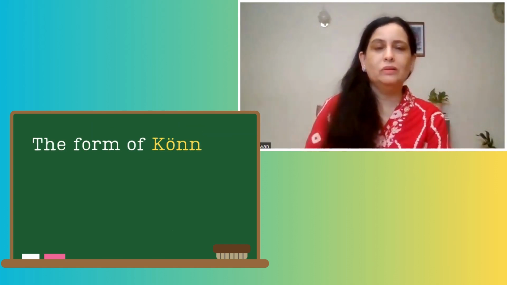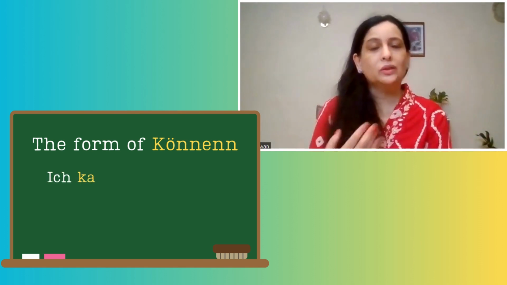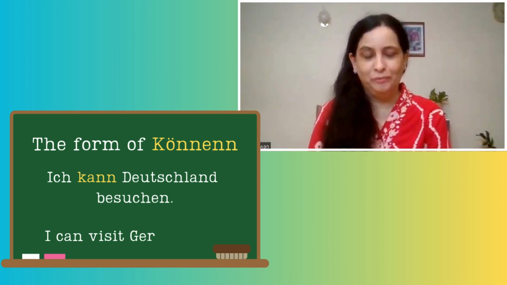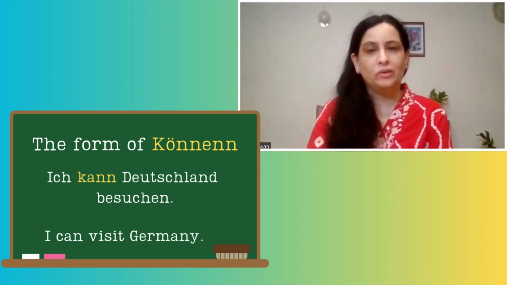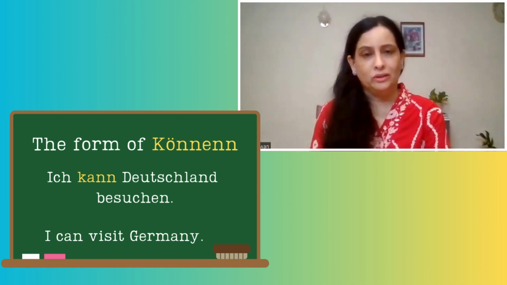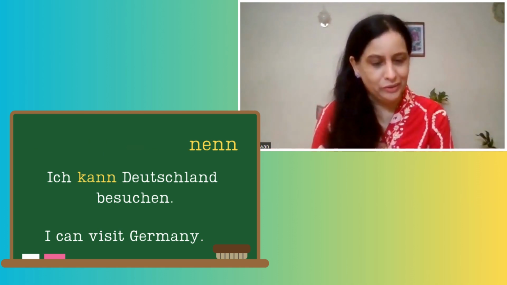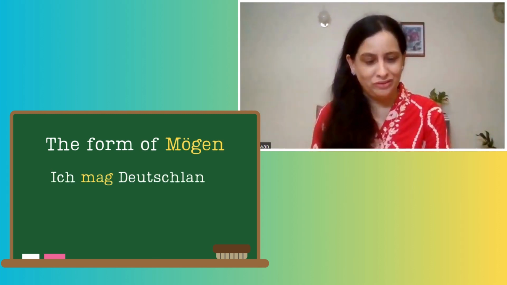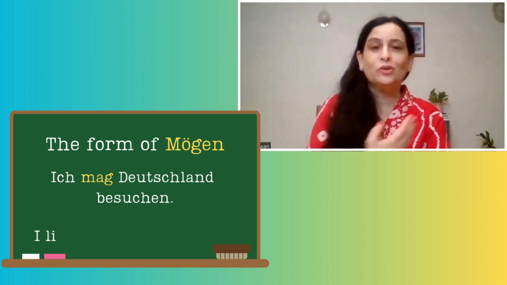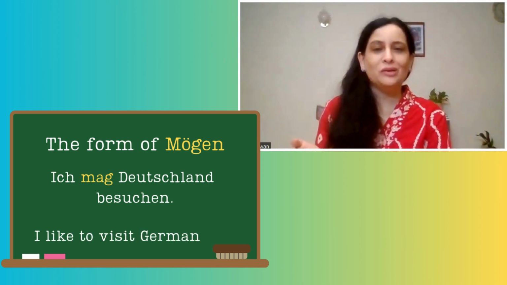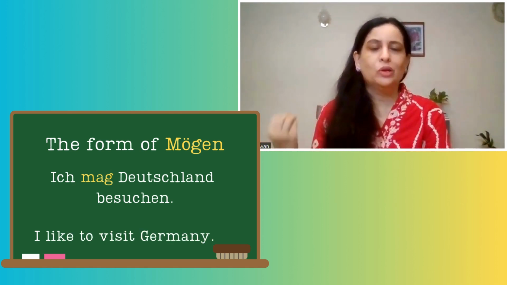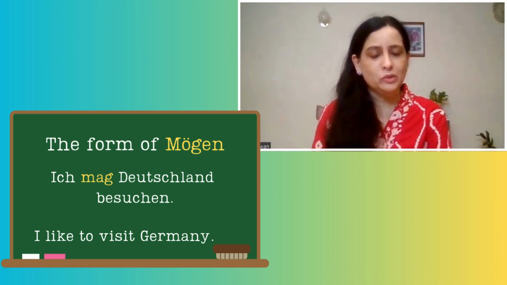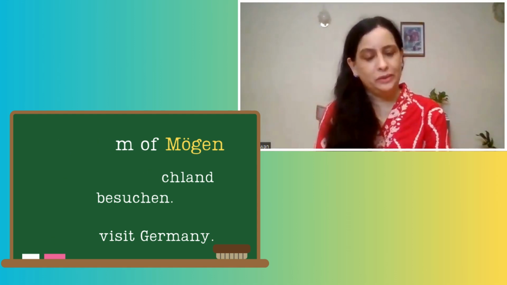Then the next modal verb: Ich kann Deutschland besuchen, meaning I can visit Germany. Again, a different modal verb, können, and we are using the form kann here. The third one is Ich mag Deutschland besuchen, meaning I like to visit Germany. So again, we are using the form of the modal verb mögen in this sentence.